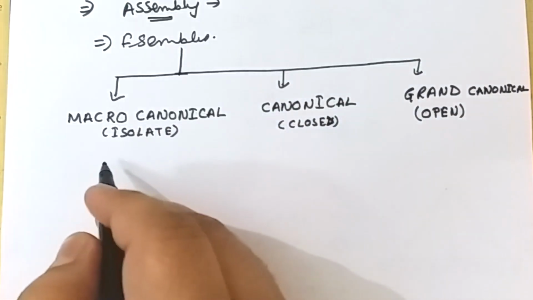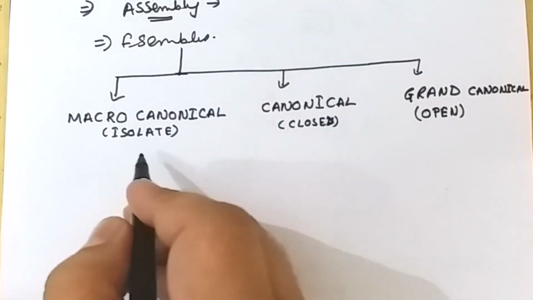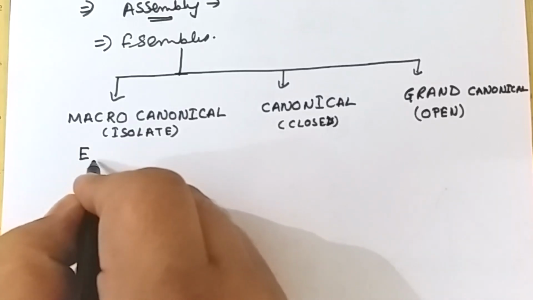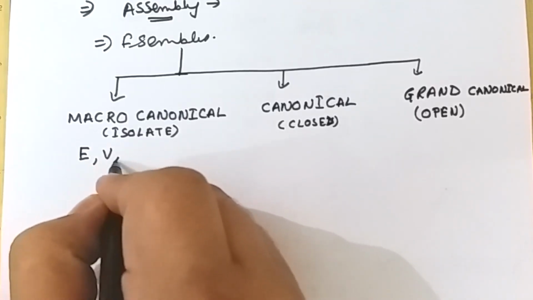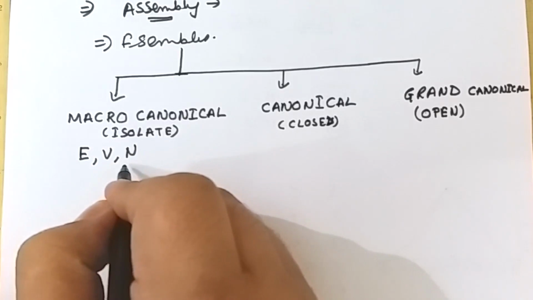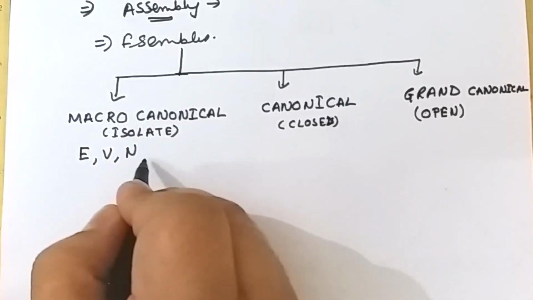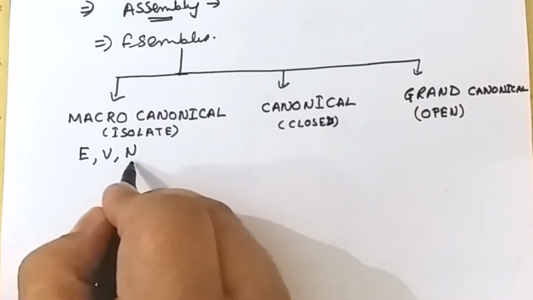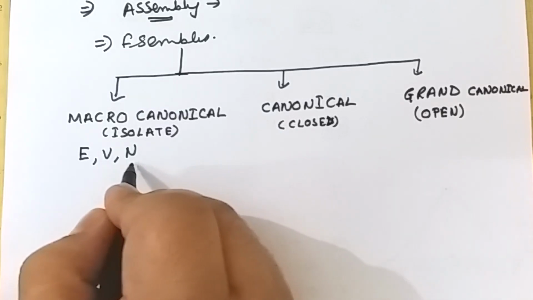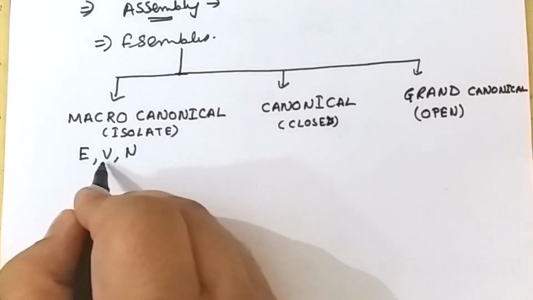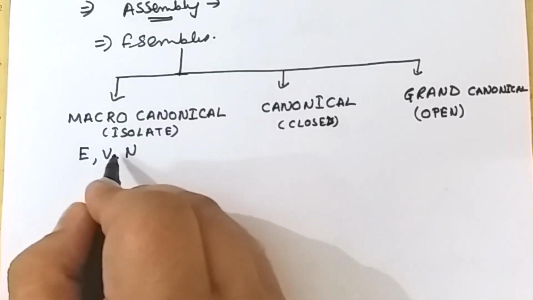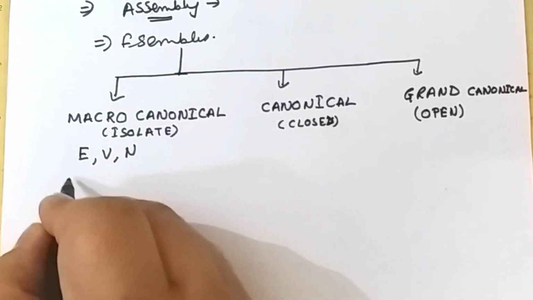A macrocanonical ensemble is made up of a large number of individual assemblies having the same energy, same volume and same number of systems. These individual assemblies are separated by rigid and insulated walls. As they are separated by rigid and insulated walls, no energy, no volume and no particles can transfer, and hence it is similar to an isolated system.